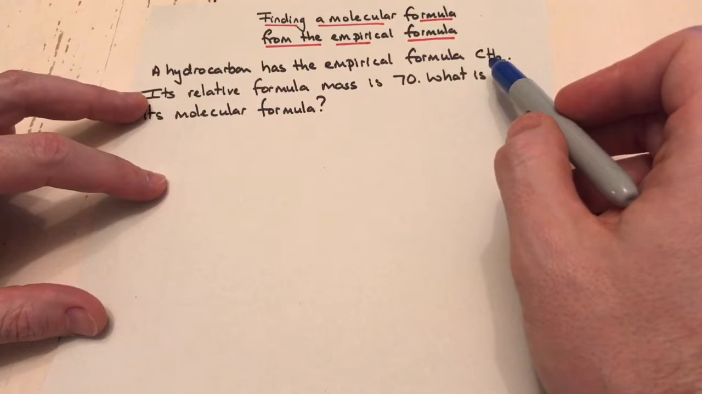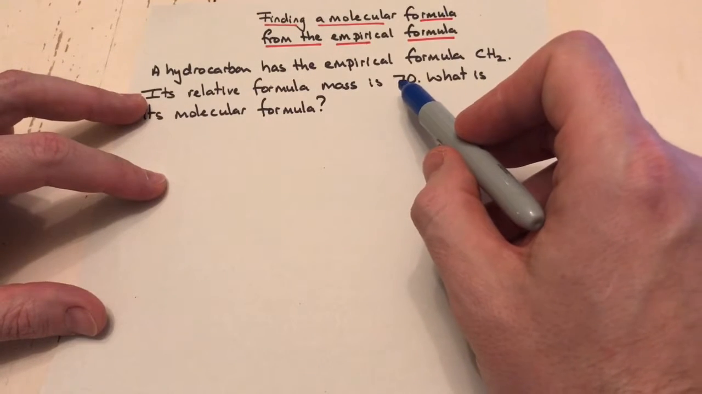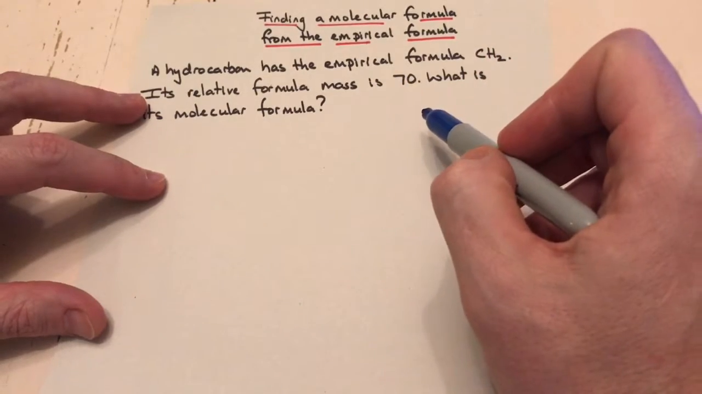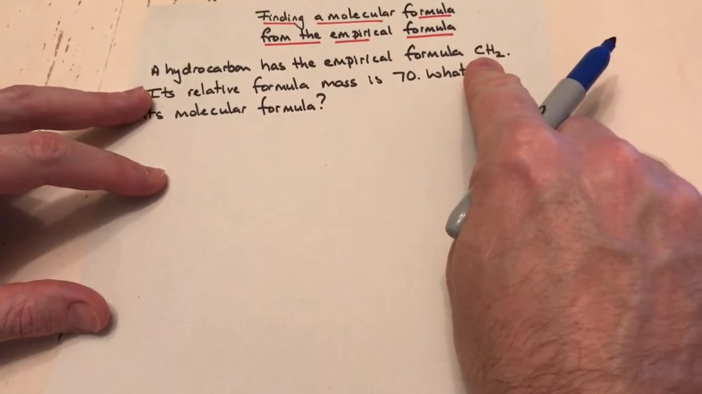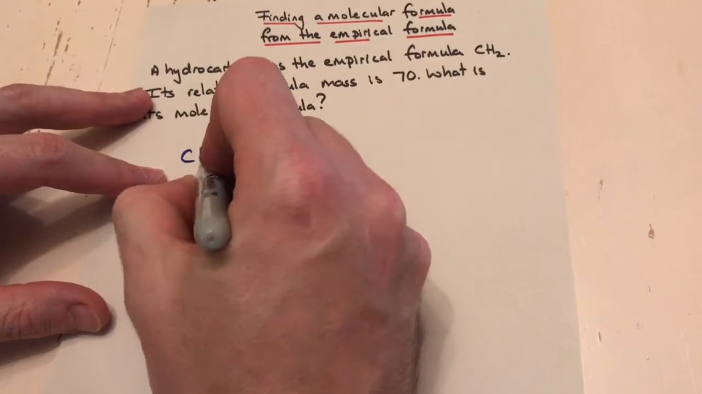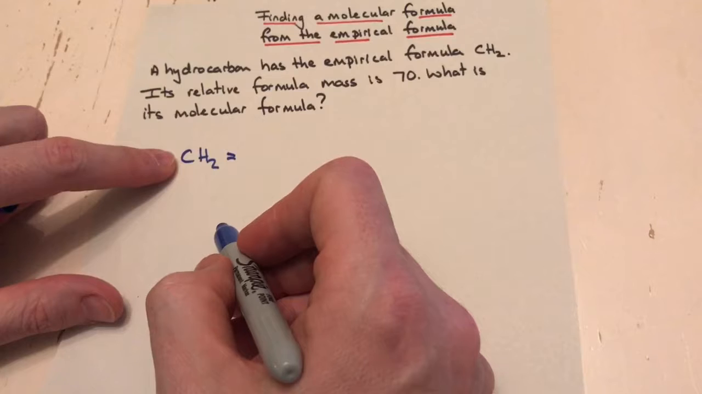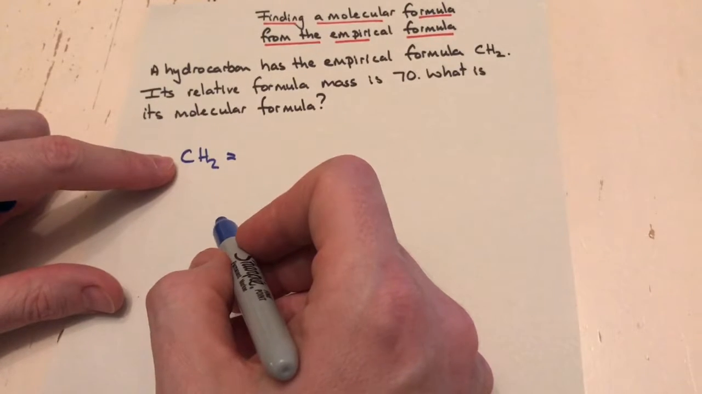To help us, it's saying that the relative formula mass is 70. So this means that the mass of the molecular formula is 70. The way that we approach this is we first have to find out the mass of the empirical formula. So the empirical formula is CH2. If we then use a periodic table to find the relative atomic mass of this, that will give us the overall mass of this formula.